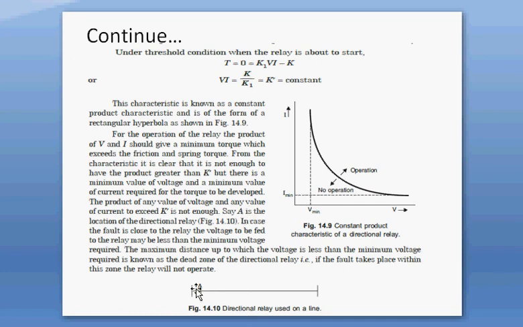Now consider this diagram, where A is the position of a directional relay. If the fault is close to this location A of the directional relay, the voltage fed to the relay is less than the minimum value and the relay will not operate. The distance up to which the voltage fed to the relay is less than the minimum voltage is known as the dead zone of the directional relay.